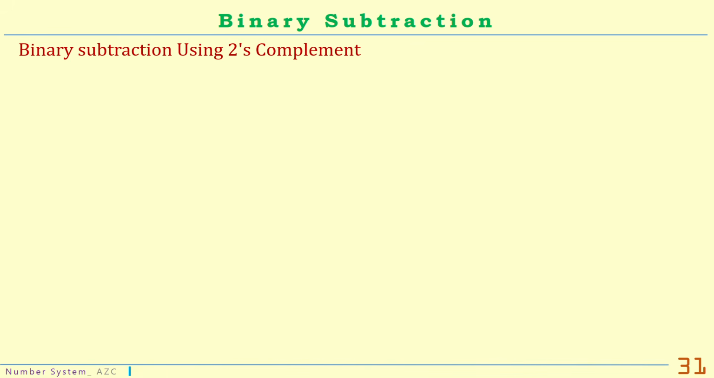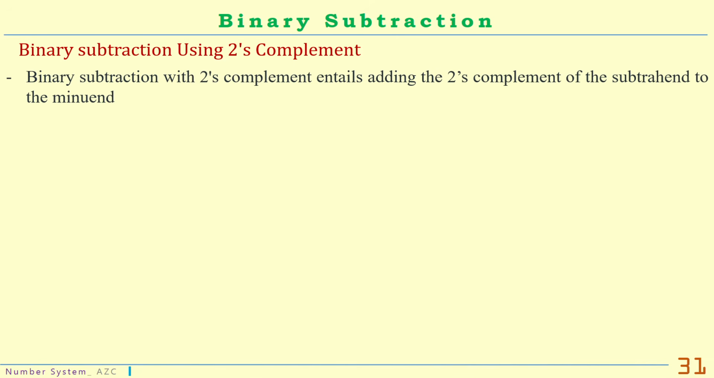Binary subtraction using 2's complement. Binary subtraction with 2's complement entails adding the 2's complement of the subtrahend to the minuend.